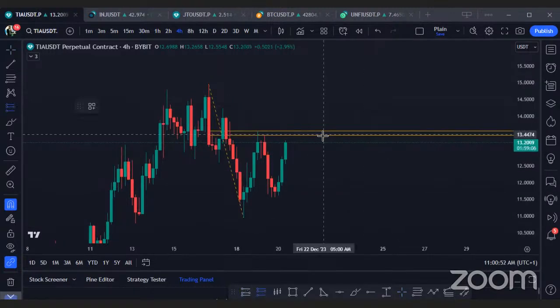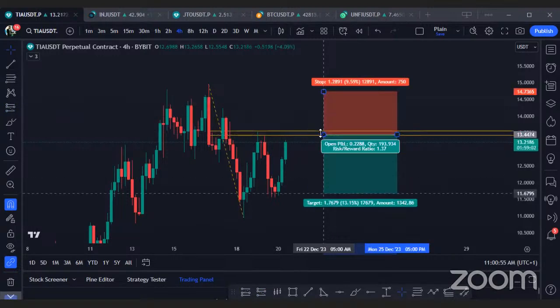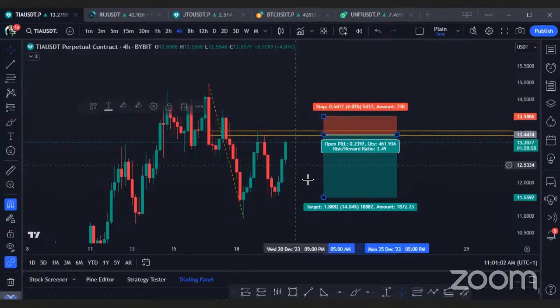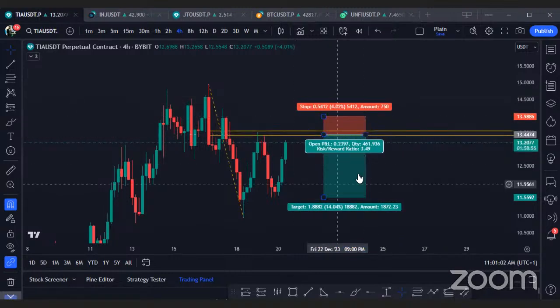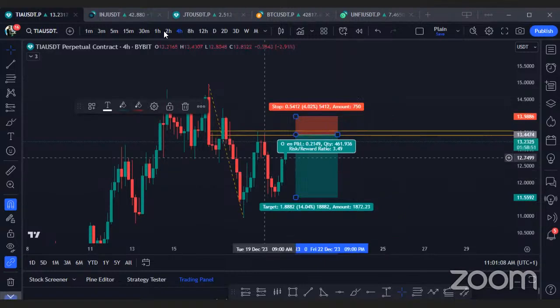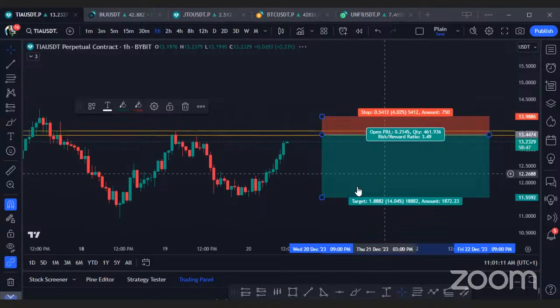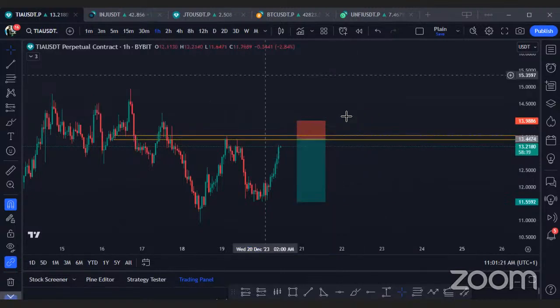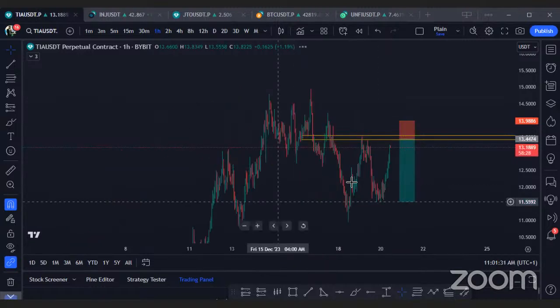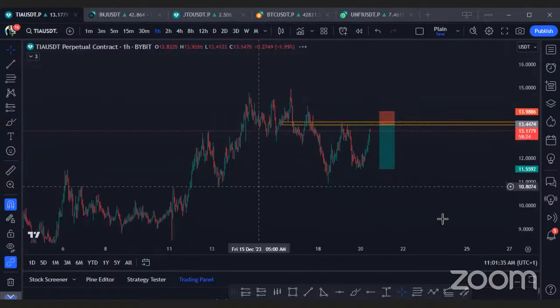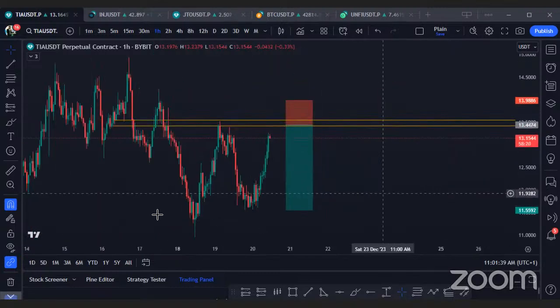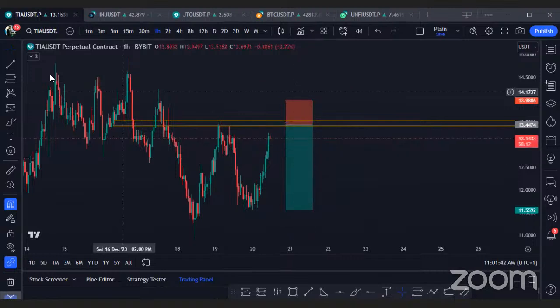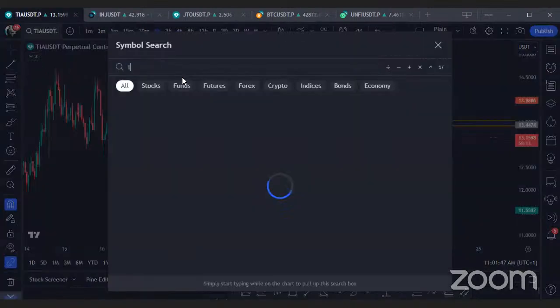For TIA, look for shorts around this area of 13.4. Put stop loss maybe above that area, 13.9. Look for a quick scalp on TIA around this area. My long setup will be a pullback to that 382 on the daily time frame. That's what I'm looking at. But for this, look for a quick scalp from this area down.